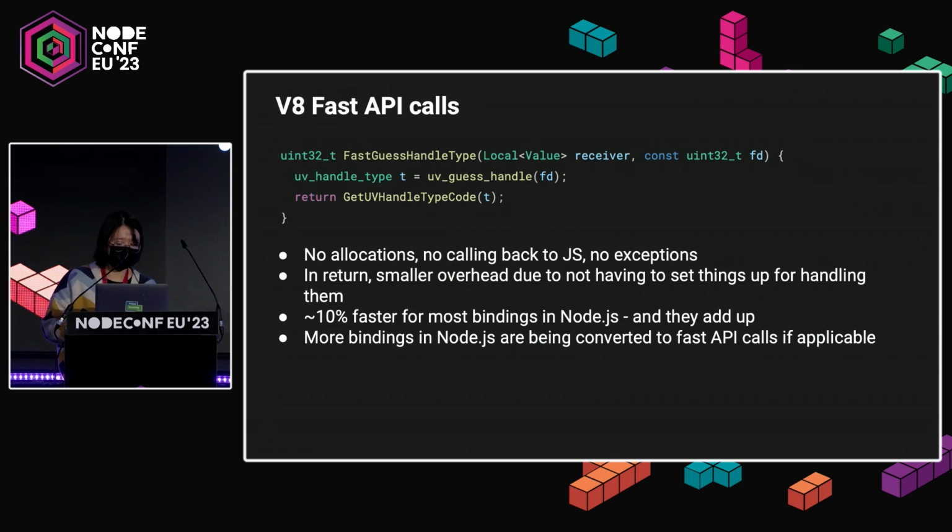Now, there are some rules about the fast API implementation. We cannot allocate JavaScript objects here, we cannot call back to JavaScript, and we cannot throw exceptions. So many restrictions. In return, the overhead of calling from JavaScript to C++ is smaller because V8 no longer needs to set things up for those. So it's about 10% faster for most bindings in Node. In some features, the call from JavaScript to C++ can be quite frequent, so they add up. And we're now adding support for fast API calls in more bindings internally in Node, as long as they can work with the limitations mentioned before.